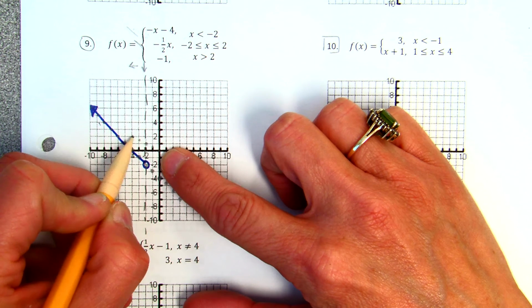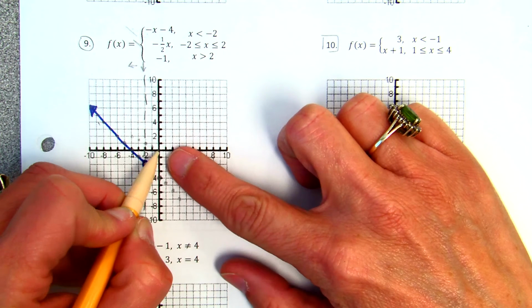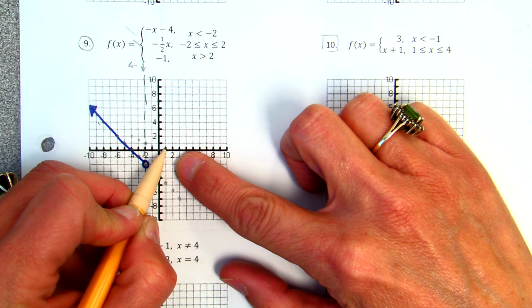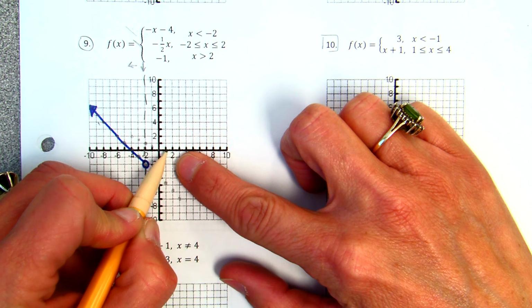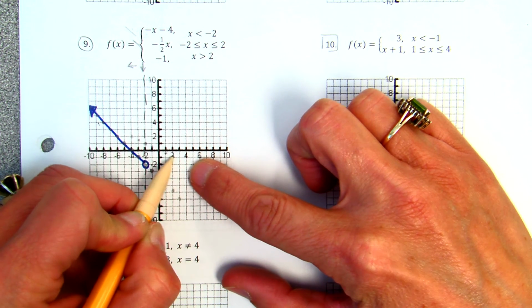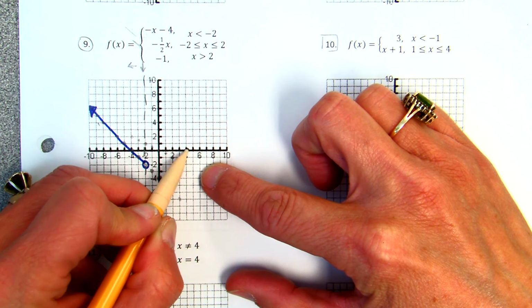See how that line's slanting negative? So I'm going to go back the other way. Here's 0. Normally I'm over 1, down 1, but I need to be at 1/2. Over 2, down 1. Over 3, down 1 1/2. Over 4, down 2.